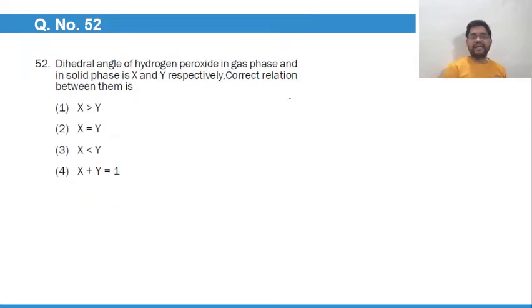52. The dihedral angle of hydrogen peroxide in gas phase and solid phase is X and Y respectively. What is the correct relationship between them? In gas phase, X, the dihedral angle, if I am not mistaken, is 111.5 degree, whereas in solid phase it is around 90.2 degree or 91.2 degree. In any which way, can I say that X is greater than Y? Right? So we'll go with option number 1.